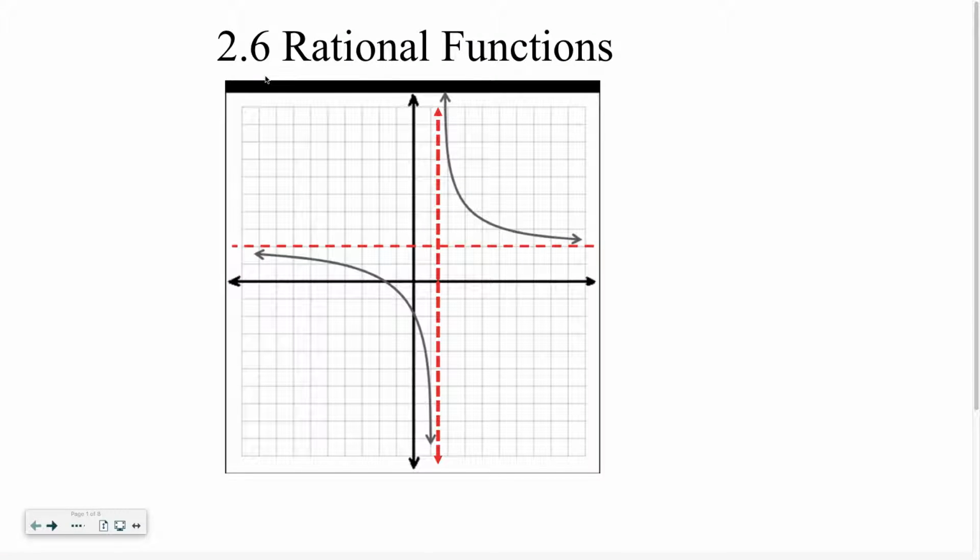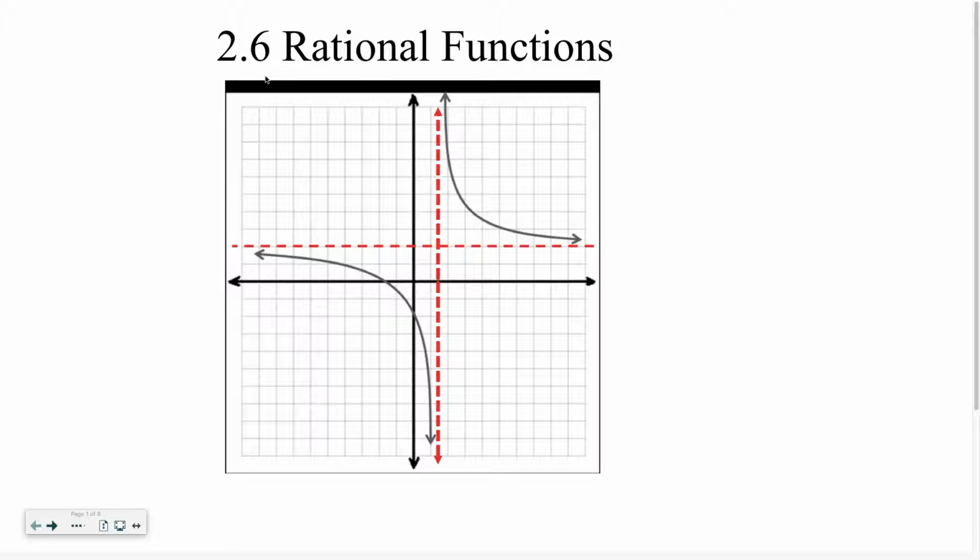Okay, so today we're going to talk about rational functions. We're still in our polynomials chapter, so it seems kind of weird. But what happens is we have a fraction where the numerator is a polynomial and our denominator is a polynomial. So we're still working with polynomials, we're just working with them as a fraction.